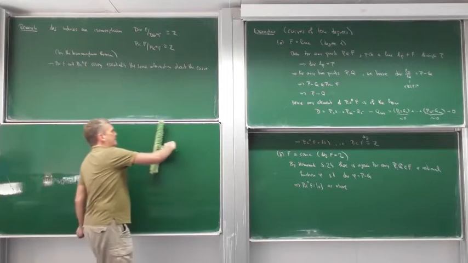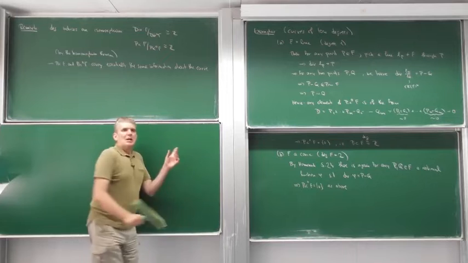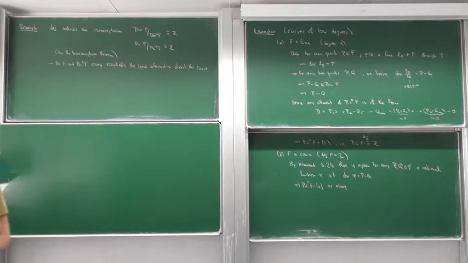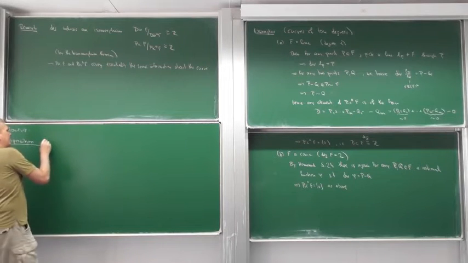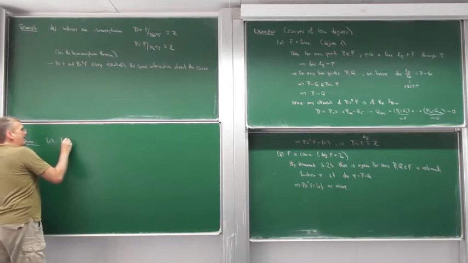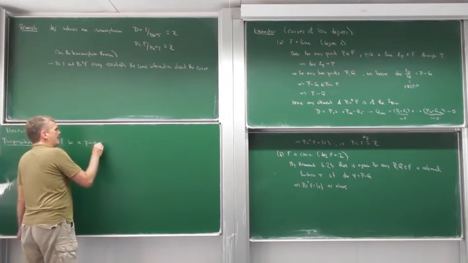And the first result in that direction is our first proposition today, which says that for curves of degree 3, however, the proposition is just the very first result in that direction. So say let F be a projective curve of degree at least 3.